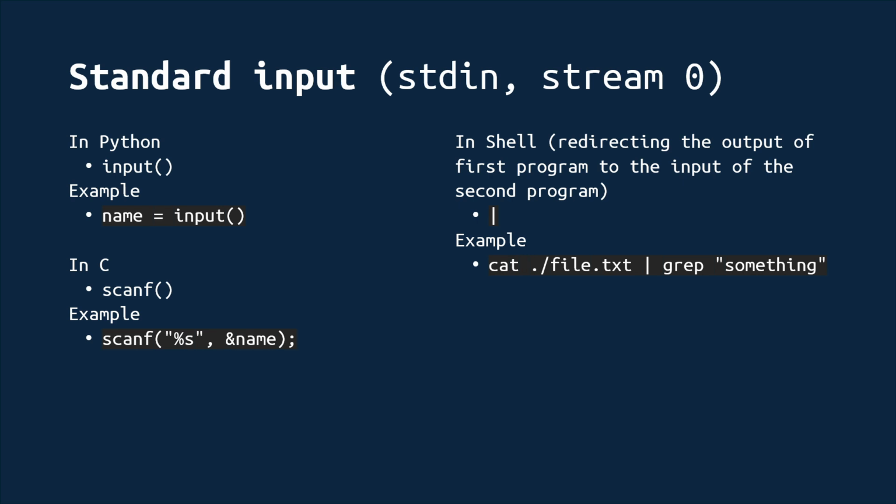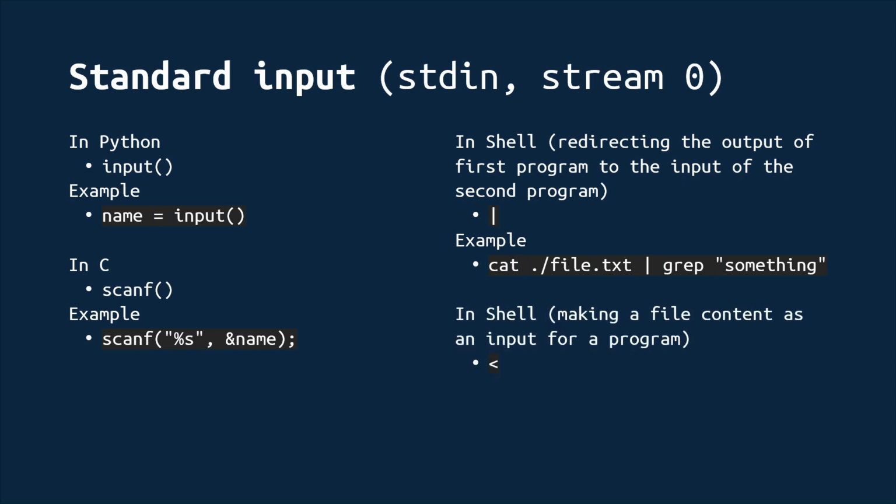So what does this do? Cat file.txt will provide the input, so the file content, to the grep input. So grep will search for the word something in the file. Now, for the second, we have the less than symbol. It redirects a file's content into a program's stdin. For example, cat less than file.txt. So, what does this do? It makes cat read from the file instead of waiting for keyboard input.